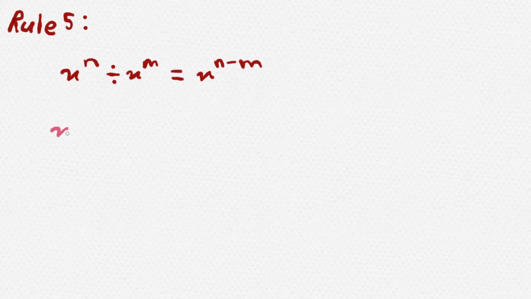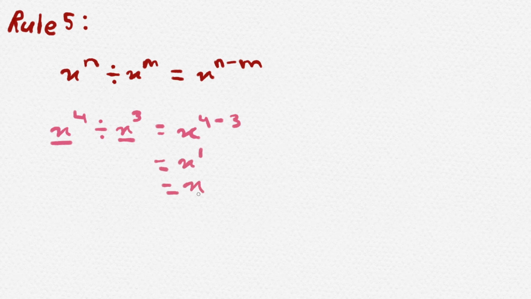Now, for our next rule, rule number 5. Rule number 5 states x to the power of n divided by x to the power of m will give you x to the power of n minus m. Keep in mind, these rules apply when the base is always the same. In this case, the base is always x. x to the power of 4 divided by x to the power of 3 will be equal to x to the power of 4 minus 3. This will simply give you x to the power of 1, which is also equal to x.